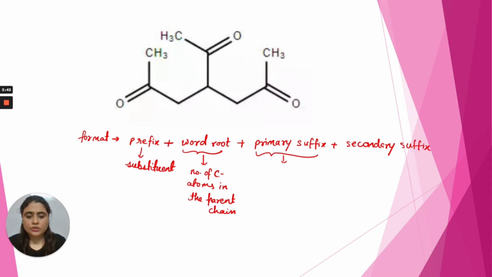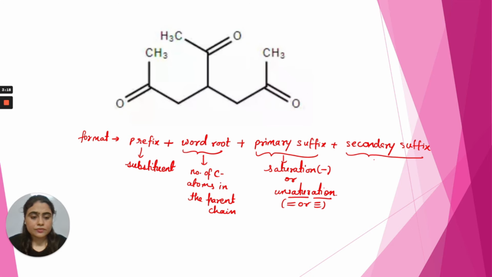Primary suffix denotes saturation or unsaturation in a compound. Saturation means if the compound contains all single bonds, it is a saturated compound. If it contains a double bond or triple bond, then it is an unsaturated compound. In a saturated compound, all carbon-carbon single bonds will be there. The secondary suffix represents the main functional group. Now, how to name the organic compound?